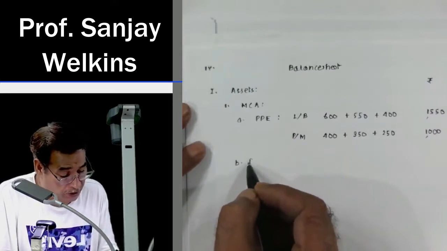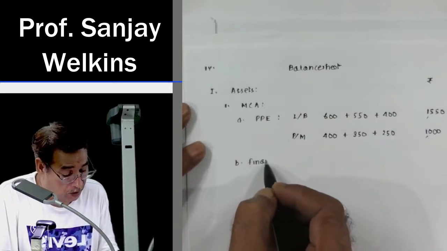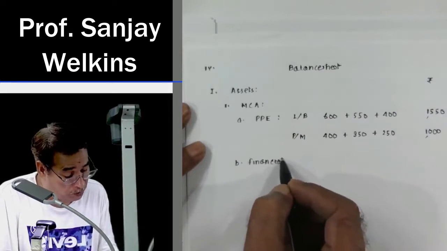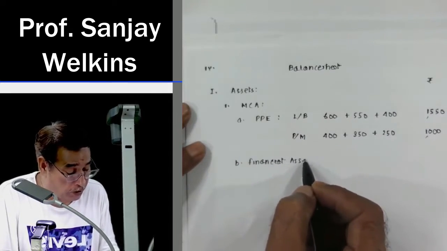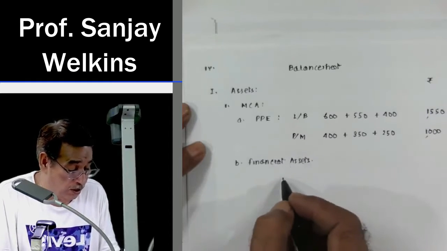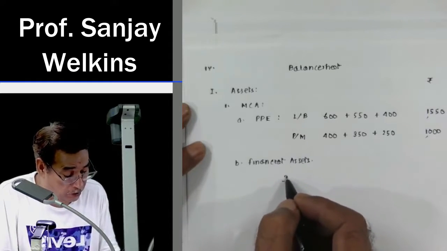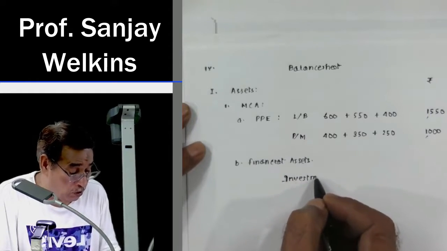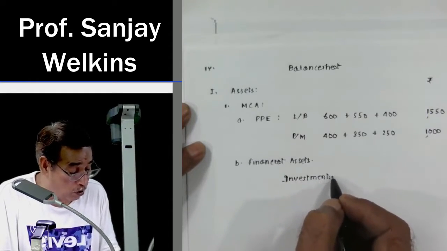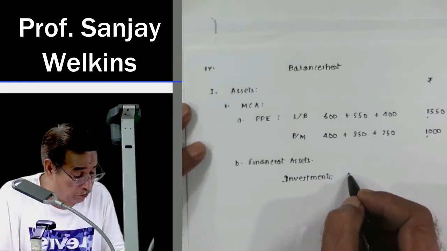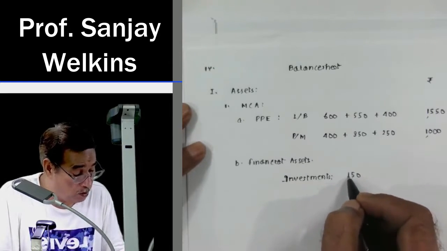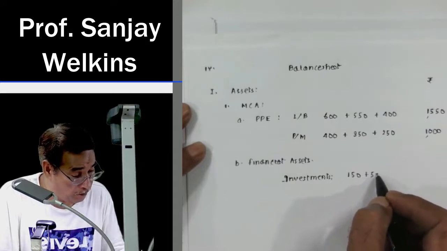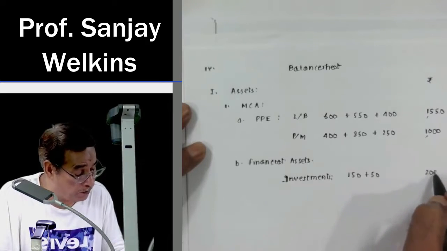Then financial assets, a term nowadays we use with respect to investments. Generally under financial asset we write investments. In this question there is investments of X Limited 150 and of Y Limited 50. So total will be 200.